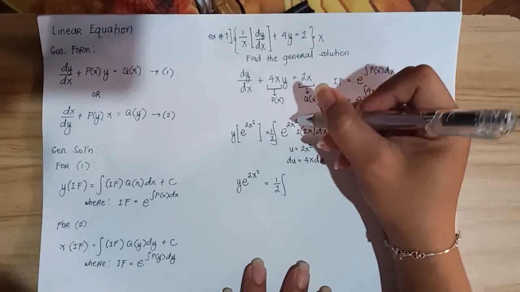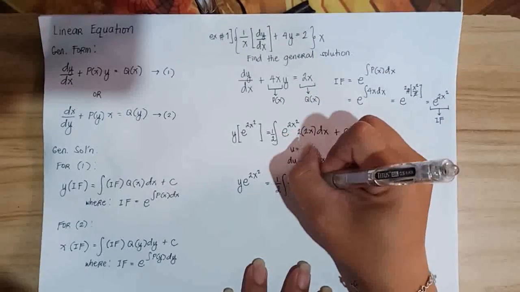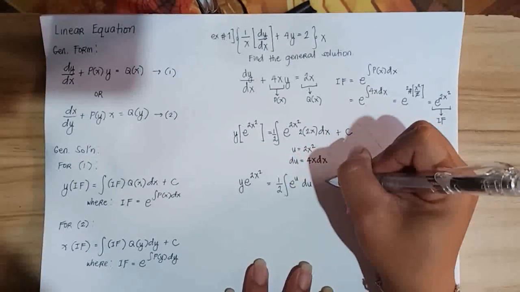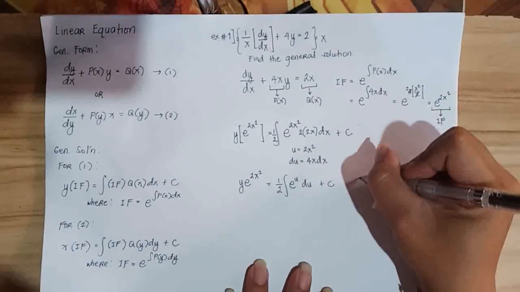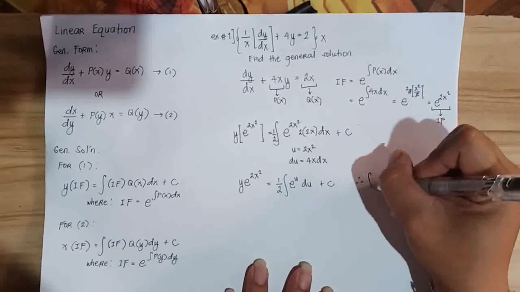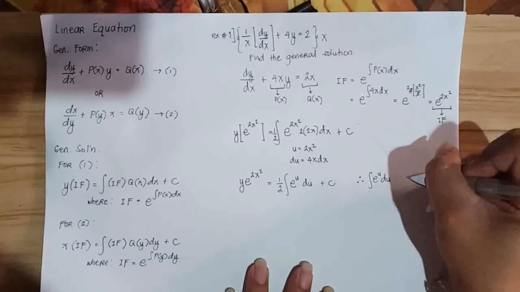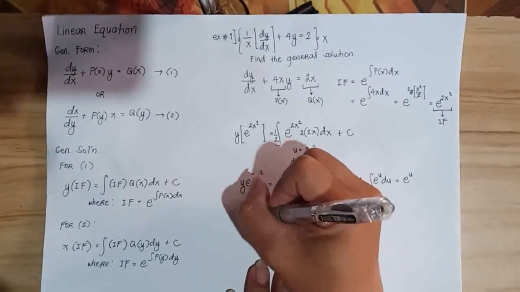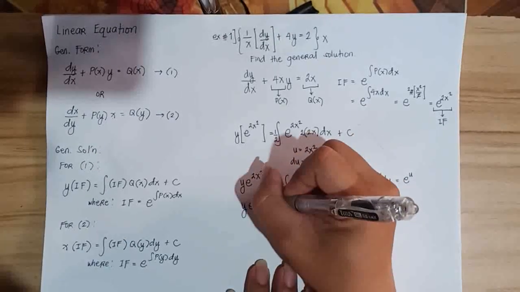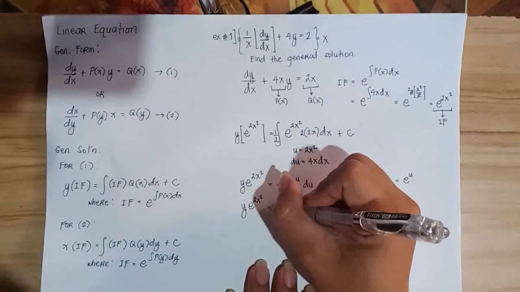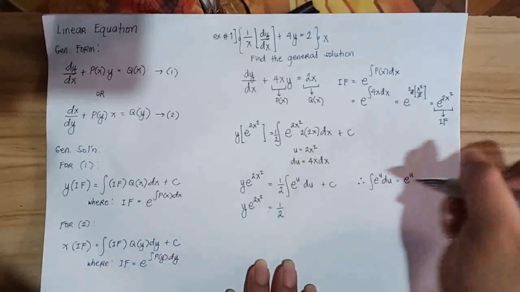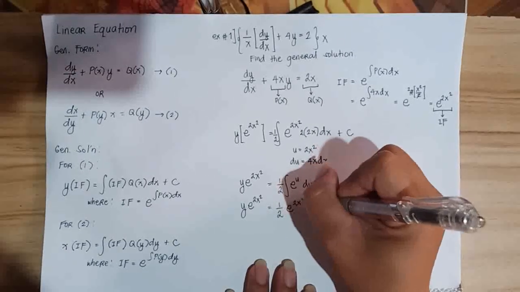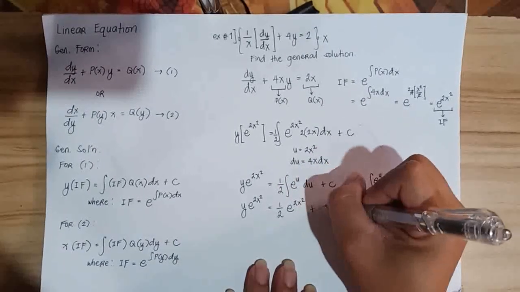Okay? Now, continuing, you will now have y e raised to 2x squared equated now to 1/2. Then, the integral of this is now your e raised to u. Now, this is your du plus c. Then note that the integral of e raised to u du is simply equal to e raised to u. So continuing this equation, you will now have y e raised to 2x squared equated to 1/2 e raised to u, which is e raised to 2x squared, plus c.